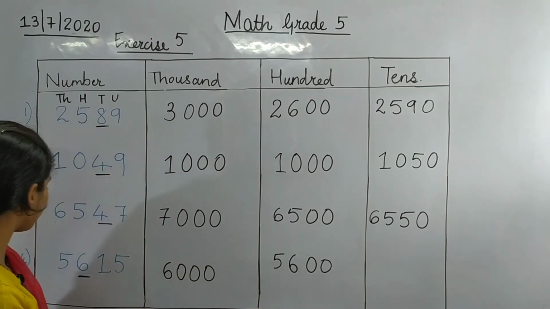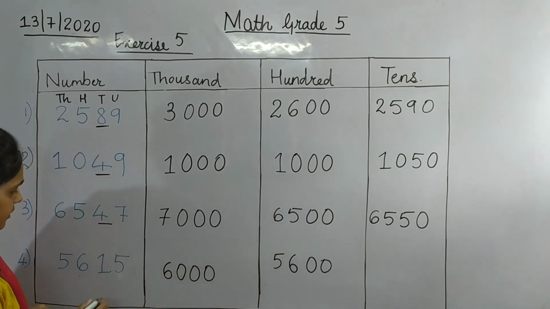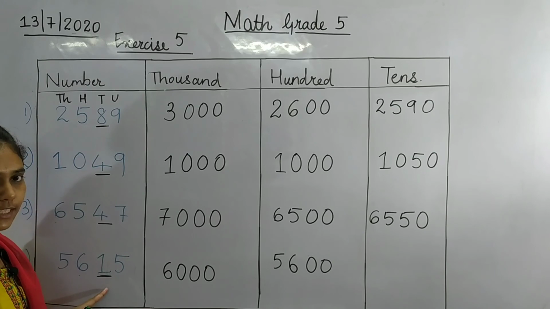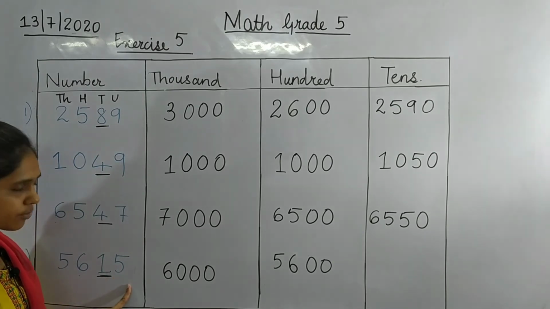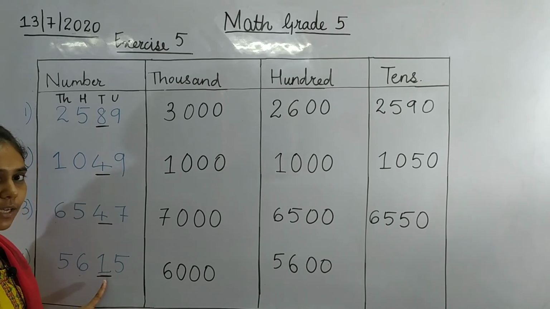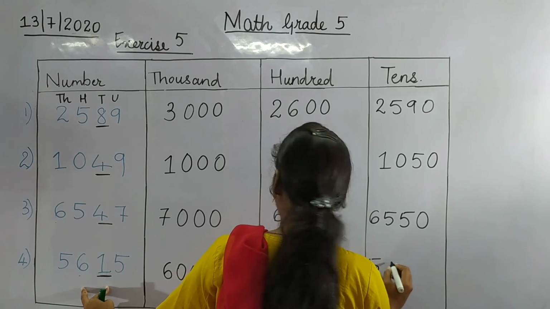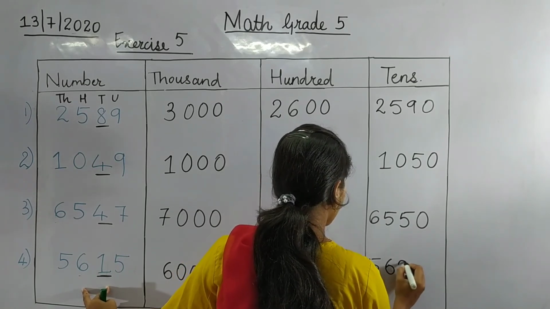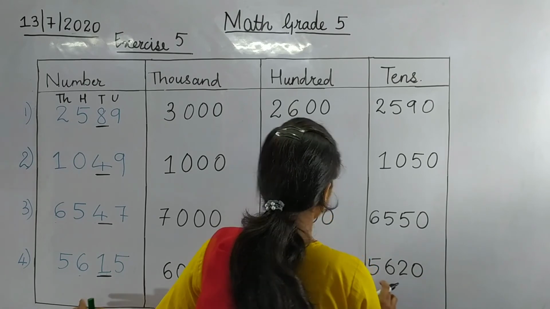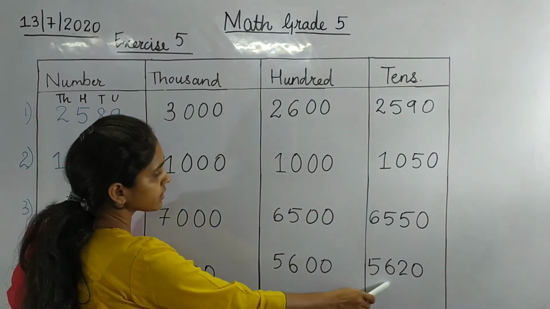Now we check the next column. In the next column we have to round it off to the tens place. So we check the number in the tens place. The number in the tens place is 1. Now we check the number which is after 1. After 1 is 5, and 5 is equal to 5. So we add 1 to number 1. So 1 plus 1 becomes 2. So the rounded number becomes 5, 6, 2, 0. After rounding it off to its tens place, we get 5620.